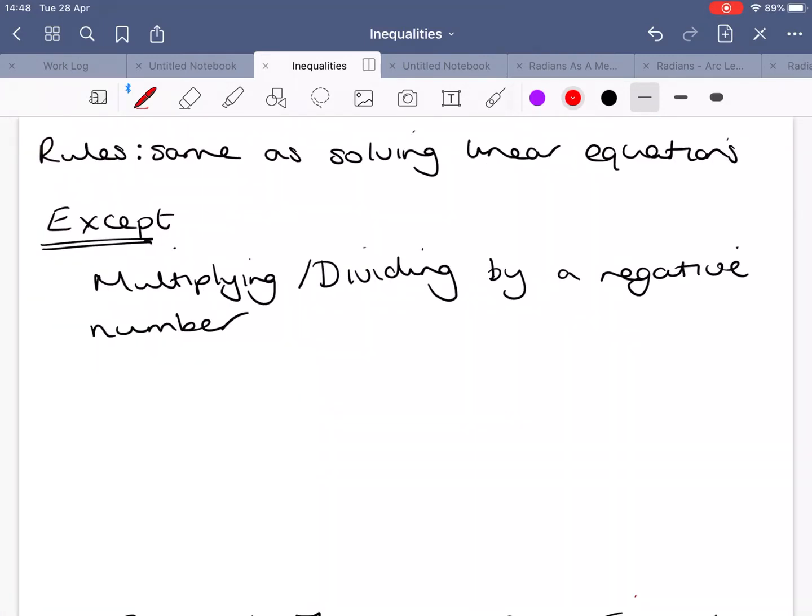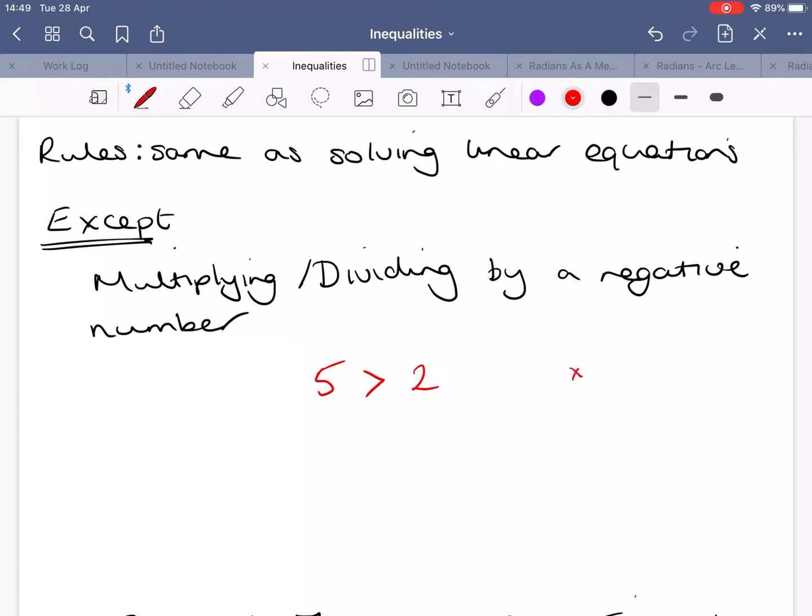Right, now, before I go on to the last 2 examples that I'm going to do, there's one thing that is different when you're dealing with an equation as opposed to an inequality. And that is when we multiply and divide by a negative number in an inequality. And I'm going to demonstrate why it's not true. So 5 is greater than 2. That fact is correct. We all know that 5 is bigger than 2.